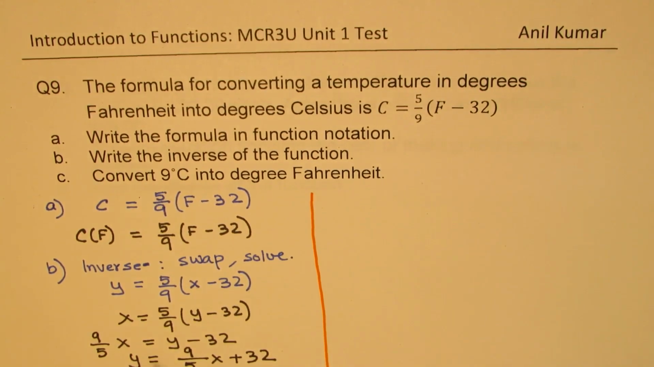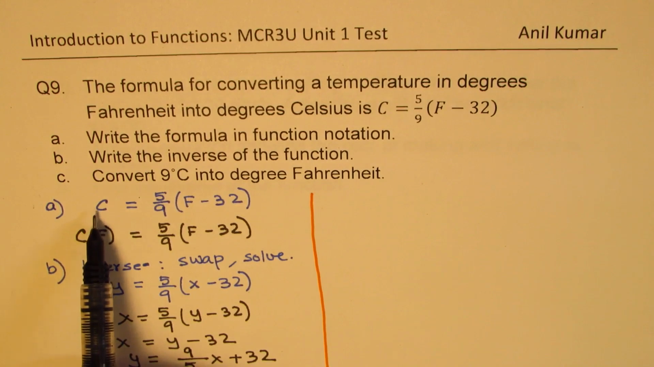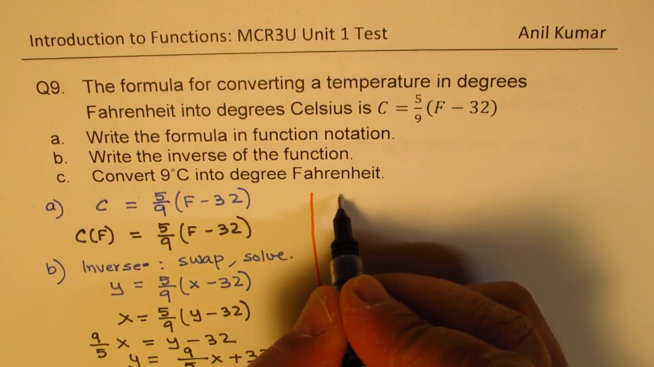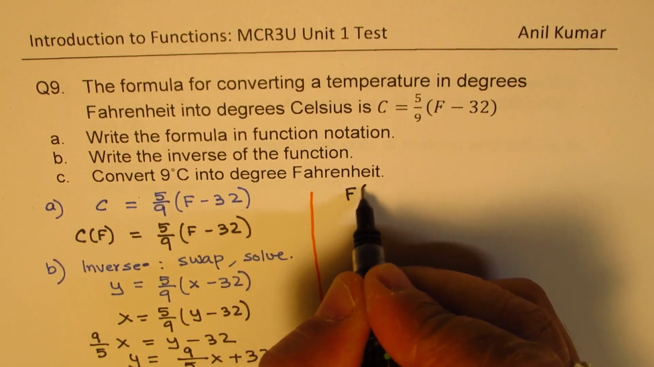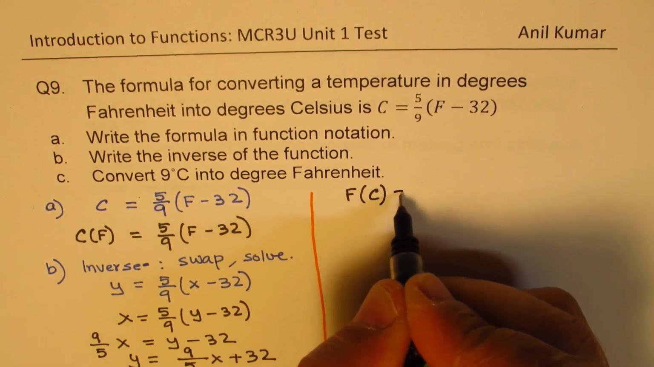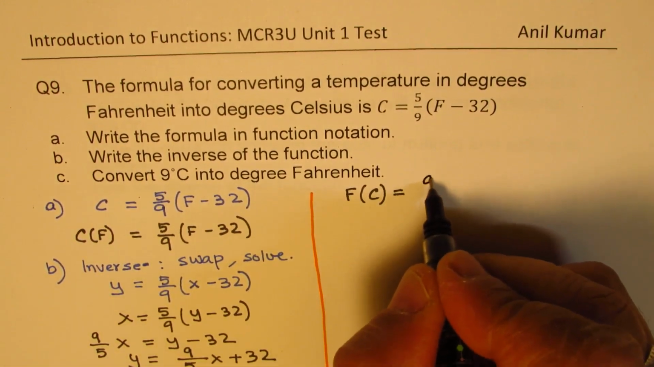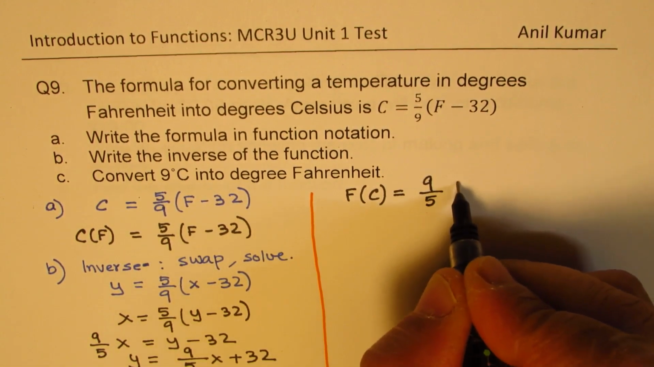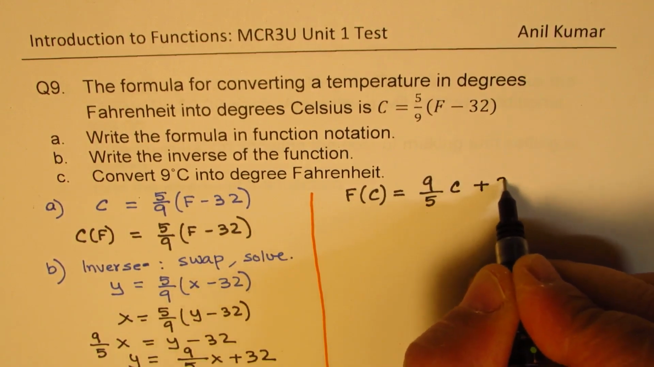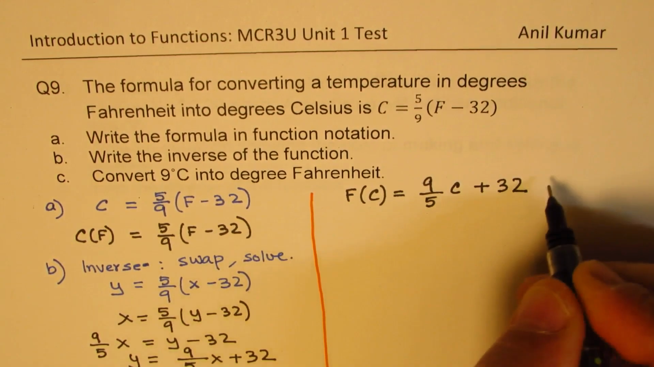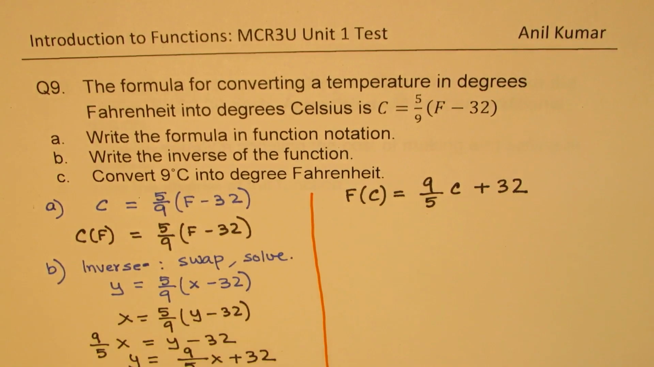Now we have to write this as an inverse function, right? So y, now what we have done here is we have written Fahrenheit in terms of Celsius. So we'll write this answer as Fahrenheit in terms of Celsius is basically equal to 9 over 5c plus 32. So that becomes the solution for part B. Do you see that idea? So that is what we did, correct?